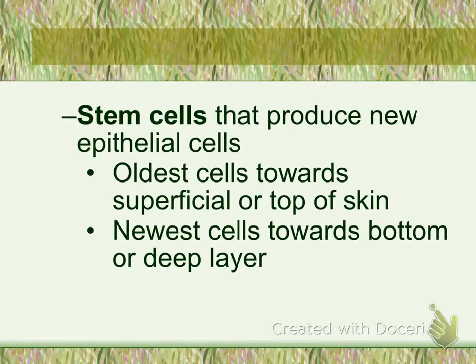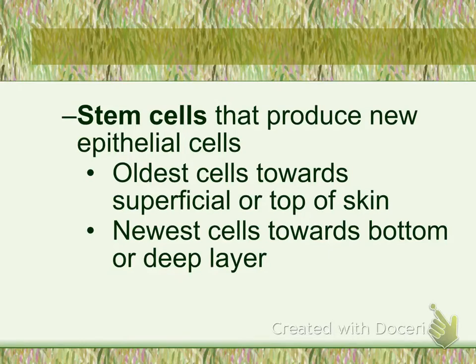There are several reasons why Stratum basale is an important layer. One of them is that it contains stem cells. Stem cells are cells that have not been determined what type of cell they're going to be. So you can think of them as pre-cells. This is where cells are dividing to make more cells.